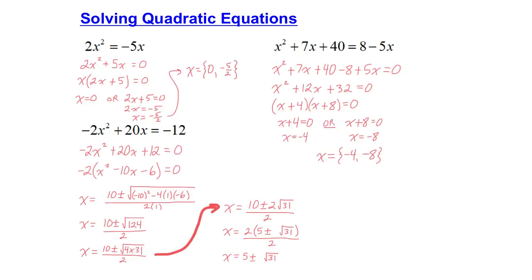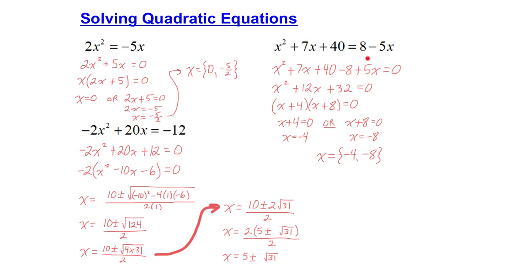Here they all are. 2x squared equals negative 5x. So if I bring that to the other side, 2x squared plus 5x equals 0. So I've got it equal to 0. Now I factor. Either this factor equals 0 or this factor equals 0, in which case x is going to be either 0 or negative 5 over 2.